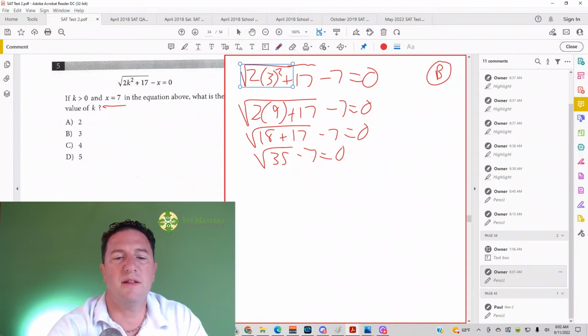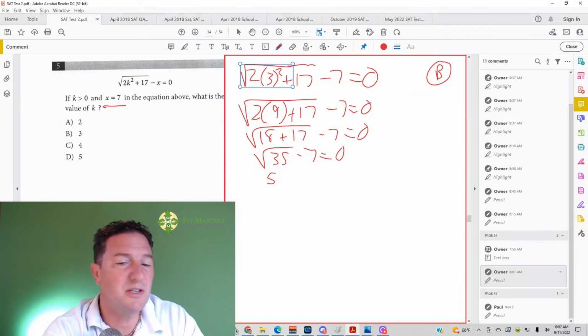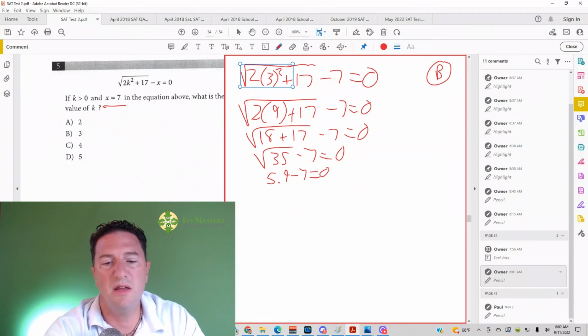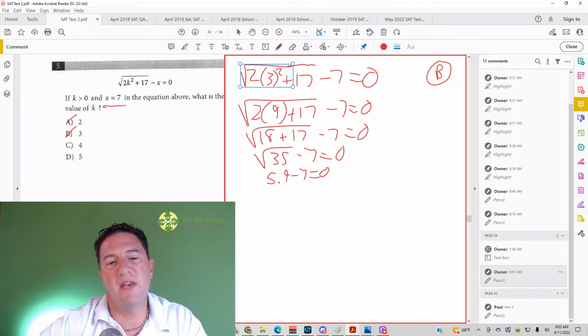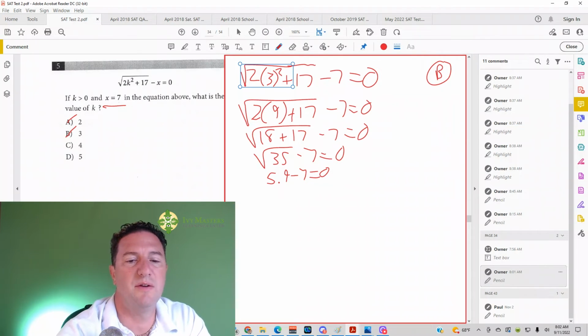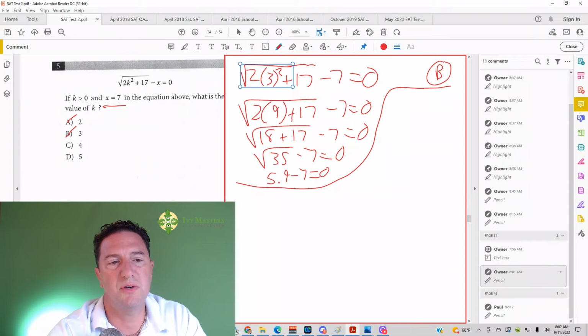Now you might know that the square root of 35 is a little bit smaller than 6. So let's say it's like 5.9 minus 7 equals 0. Either way, you know that it's too small. So I can eliminate A and B. By the way, you'll never have an imperfect square under a root for SAT either. So now let's test out answer choice C.